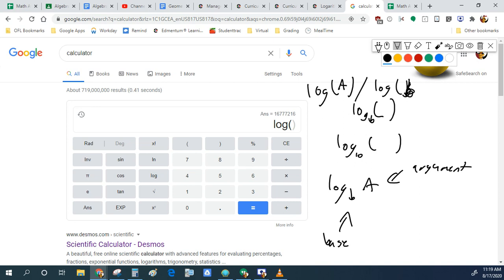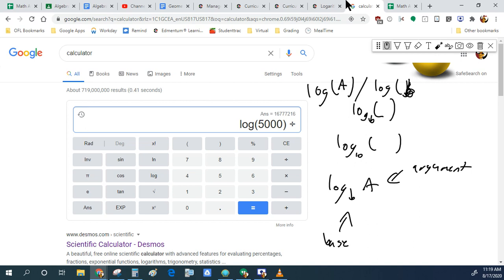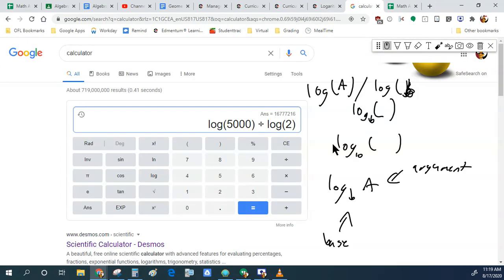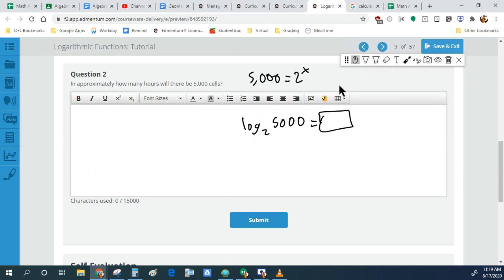So in other words, we're going to do log base 10 of 5,000. Oh, my numlock isn't on. 5,000, close my parentheses, divide this by log, and our base was 2. So our argument was 5,000 and our base was 2. And when we hit enter, we get about 12.3 hours. So I'm saying it's about 12.3 hours.